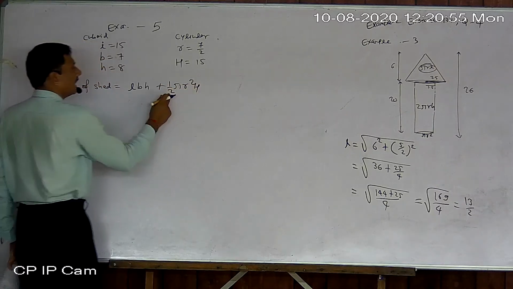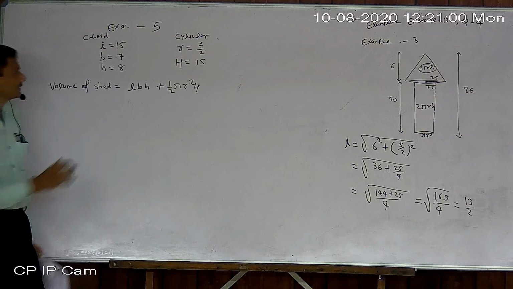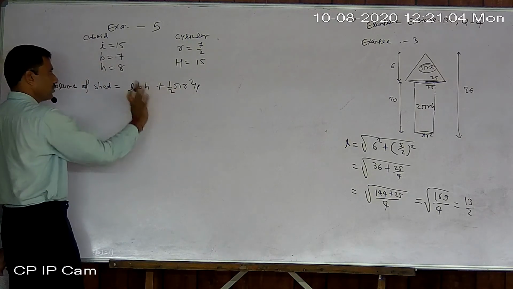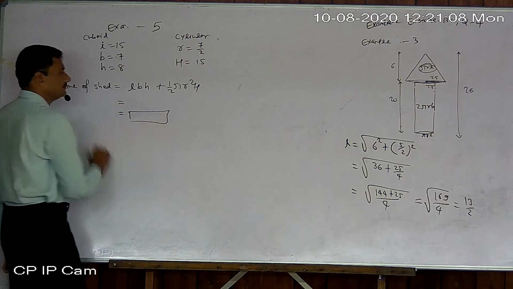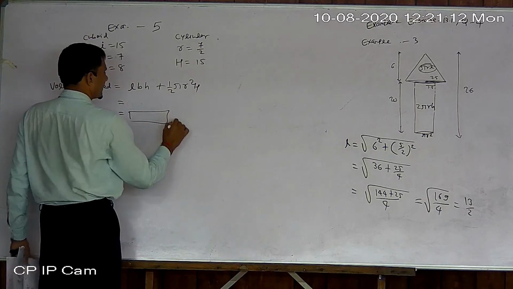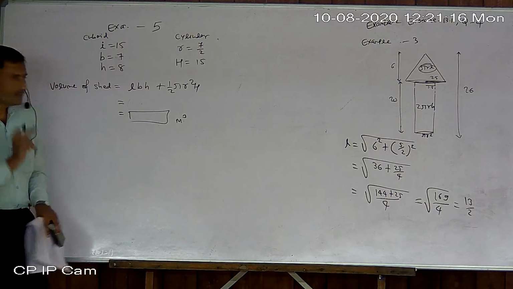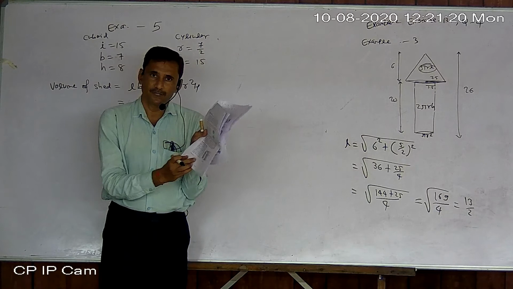Here I have written half. Why? Half cylinder is there, not a full cylinder. Okay. So half of the volume of the cylinder. Okay. Now nothing is common. Just place your values and find it out. Okay. It will be in meter cube. Why? Because everything is given in meters only. Okay. Now there is something else given in the last two lines.